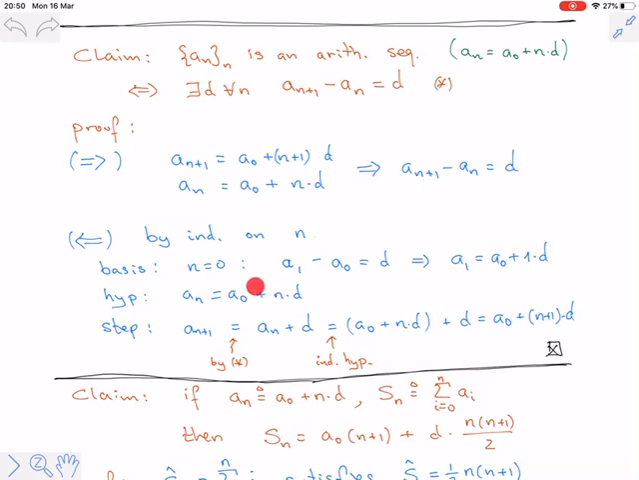The induction hypothesis is that a_n is indeed a_0 plus n times d. In the induction step, we want to prove that a_(n+1) equals a_0 plus (n plus 1) times d. The proof proceeds as follows. a_(n+1) equals a_n plus d from our assumption. a_n equals a_0 plus n times d. This is by the induction hypothesis. We add the d from here, and we collect the terms together, and we get what we wanted to prove.